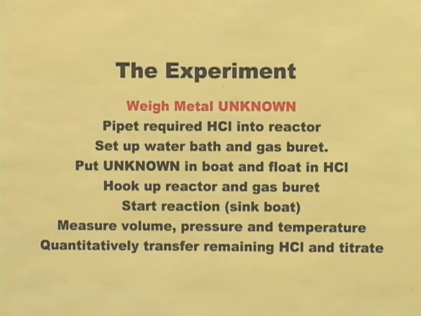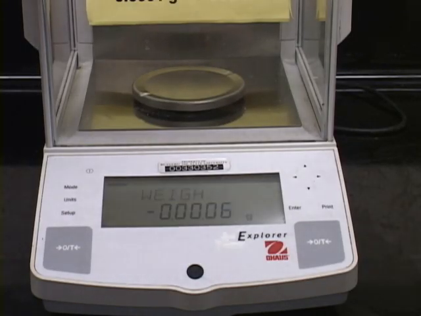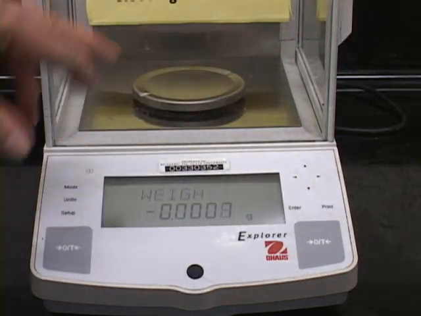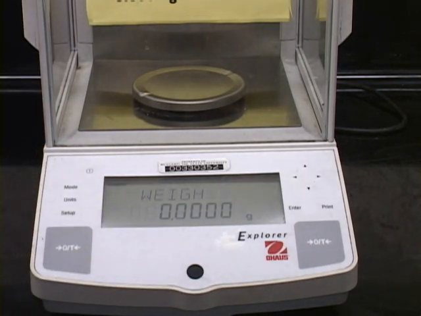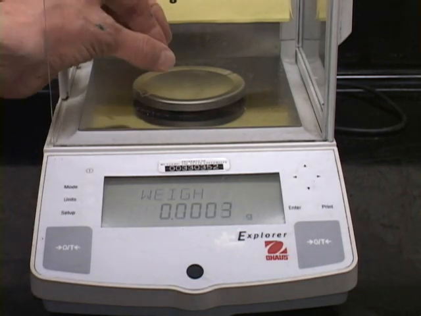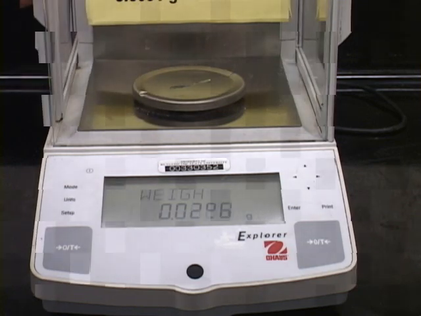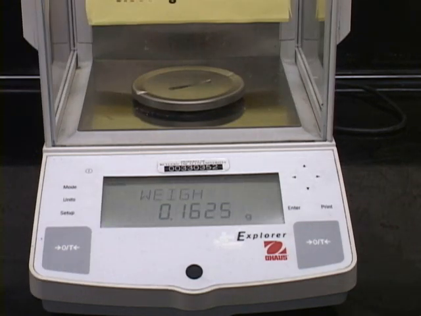With the preliminaries out of the way, we can now start the actual experiment. First, we'll weigh the metal unknown. To weigh the metal, make sure your electronic analytical balance is closed. Make sure it is level. It should read 0 to start out with, and then you'll open the door, take your metal. The weight of the metal is 0.1625 grams.